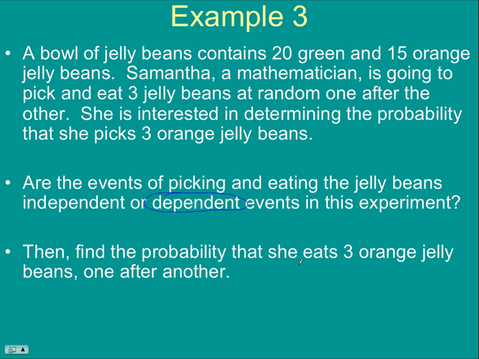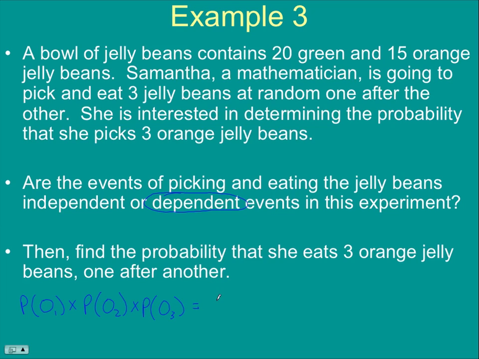So let's find the probability that she eats 3 orange jelly beans one after the other. So basically we're going to be looking for the probability of the first one being orange times the probability that the second one being eaten is orange times the probability of the third one being eaten is orange.